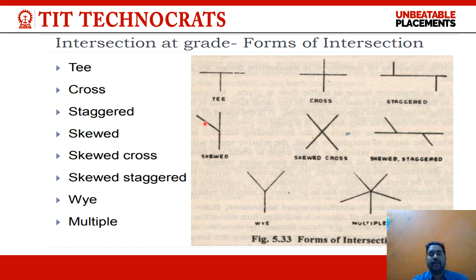First, intersection at grade forms of different sections such as T, cross, staggered, skewed cross, skewed staggered, Y, and multiple. These are the forms of at-grade intersections such as T, cross, staggered, skewed, skewed cross, staggered. This is the Y and this is the multiple grade intersection. There are different types of grade intersection.